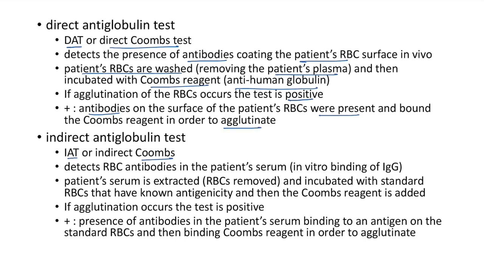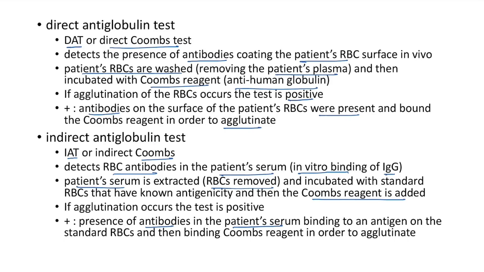Now let us see about indirect antiglobulin test, that is IAT or indirect Coombs test. It detects RBC antibodies in the patient's serum, that is in vitro binding of IgG. The patient's serum is extracted in this case, that is we remove the RBCs and incubate with standard RBCs that have known antigenicity, and then the Coombs reagent is added. If agglutination occurs, the test is positive. A positive test indicates presence of antibodies in the patient's serum binding to an antigen on the standard RBCs and then binding Coombs reagent in order to agglutinate.